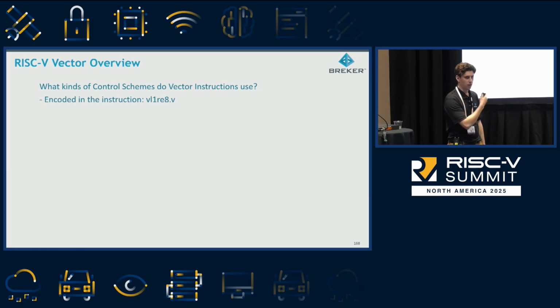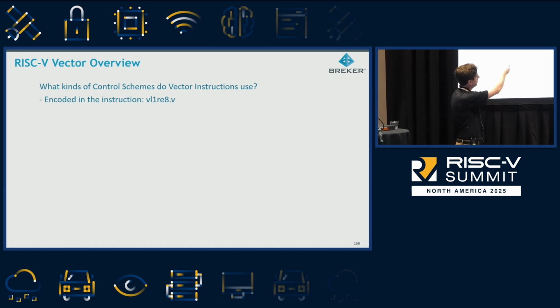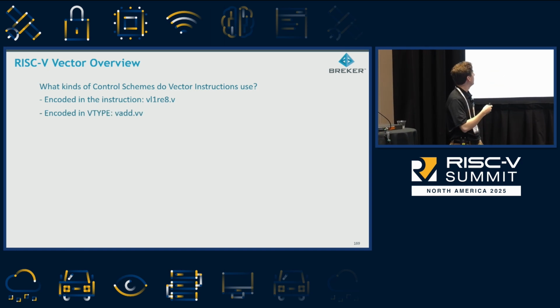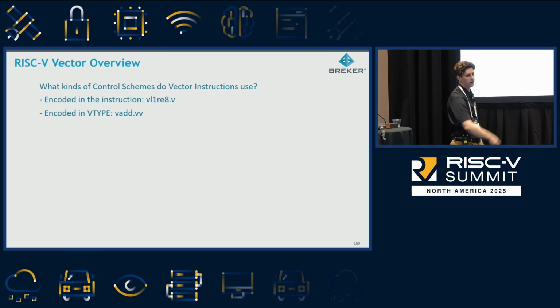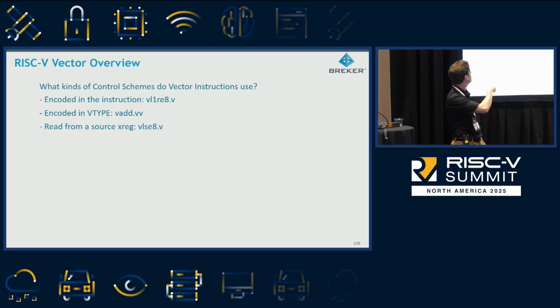Easiest case, it can all be encoded in the instruction. This will always load one vector register with data. It can be encoded in that vector type. That's those CSRs. So the number of elements and the size of those elements that are added together depends on what values we put in those CSRs.